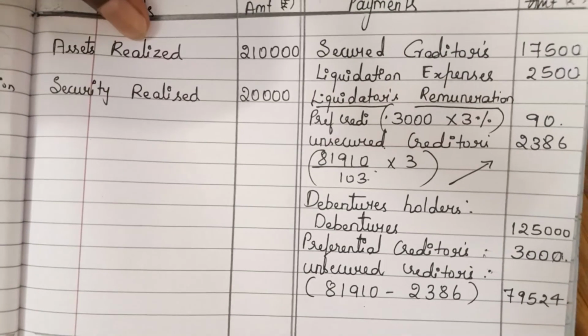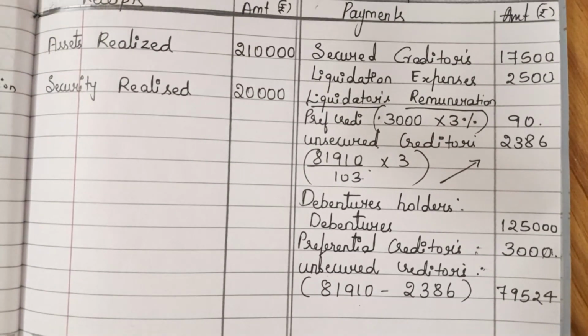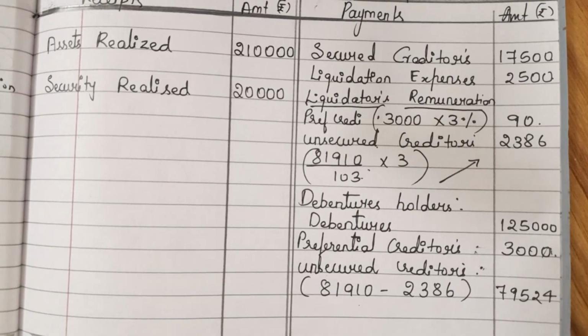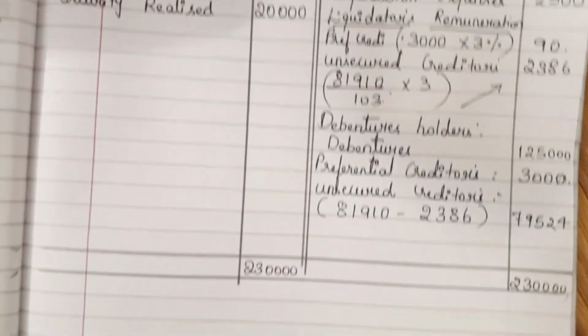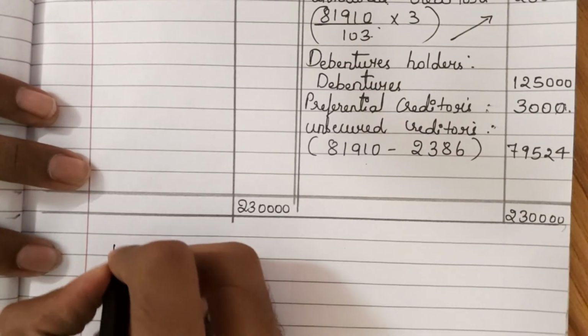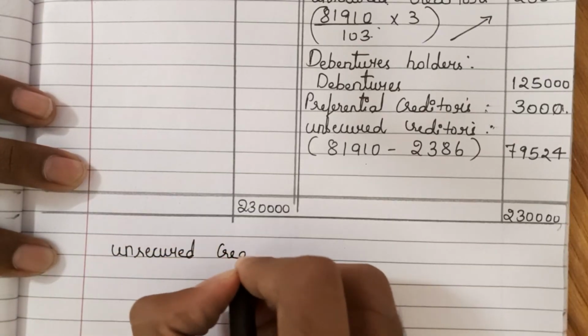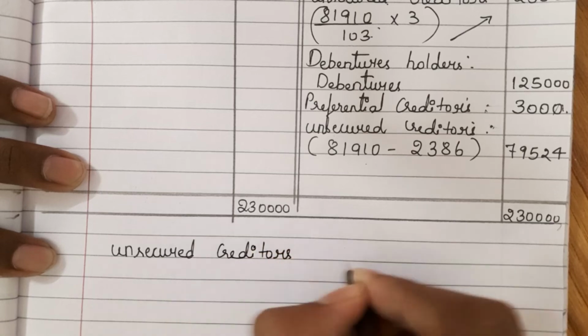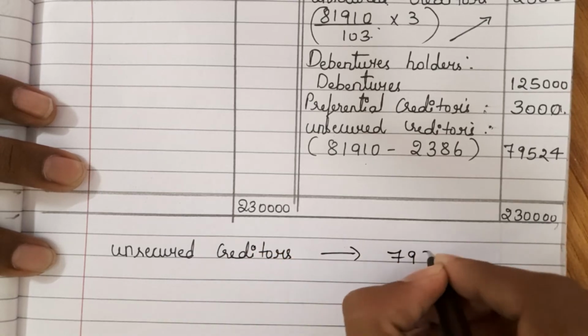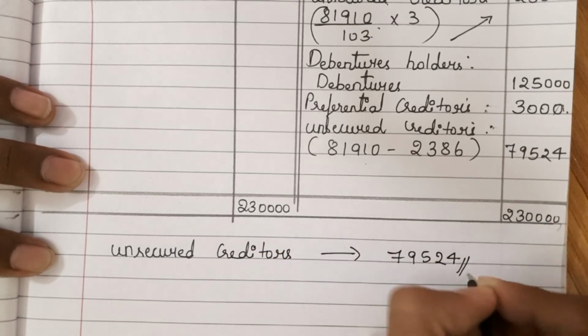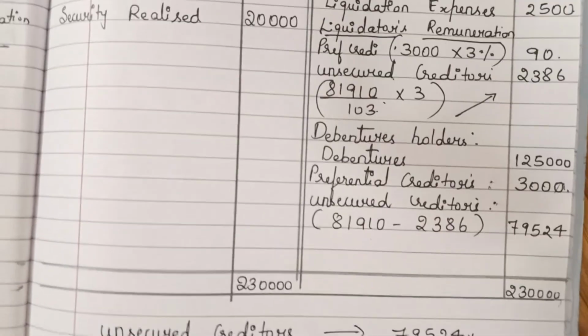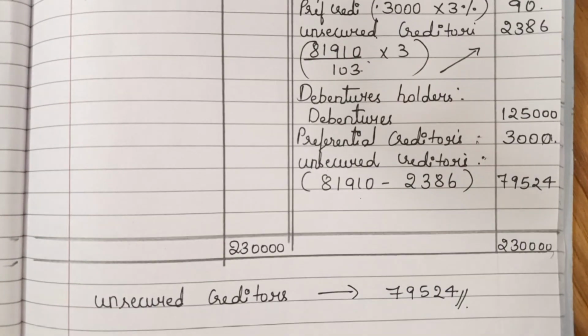They have also told that we need to mention the amount paid to unsecured creditors. So for unsecured creditors, we have paid 79,524. This is how we need to solve the problem. Hope you have understood how to solve this problem very well.